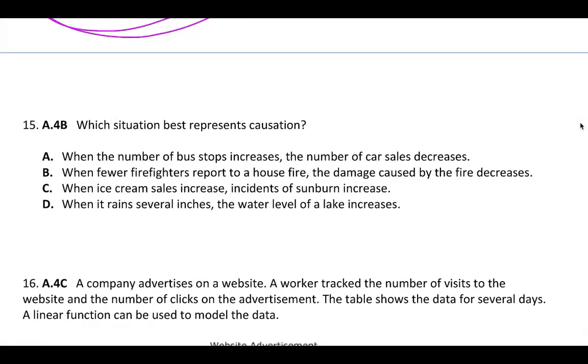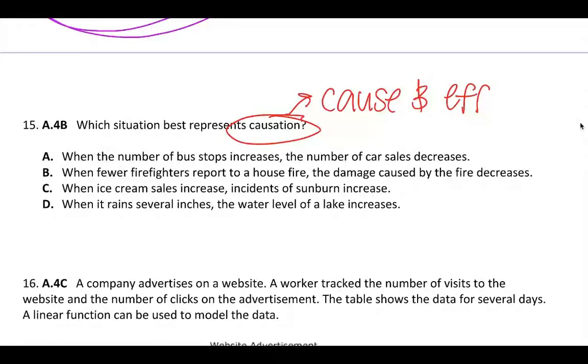Which situation represents causation? Remember, causation is a cause and effect relationship. And effect. So if something happens, then automatically this has to happen, okay? So there's correlation. I can graph anything and see if there's a correlation between two things, but it doesn't mean that if this happens, then this automatically has to happen. So causation is that cause and effect.